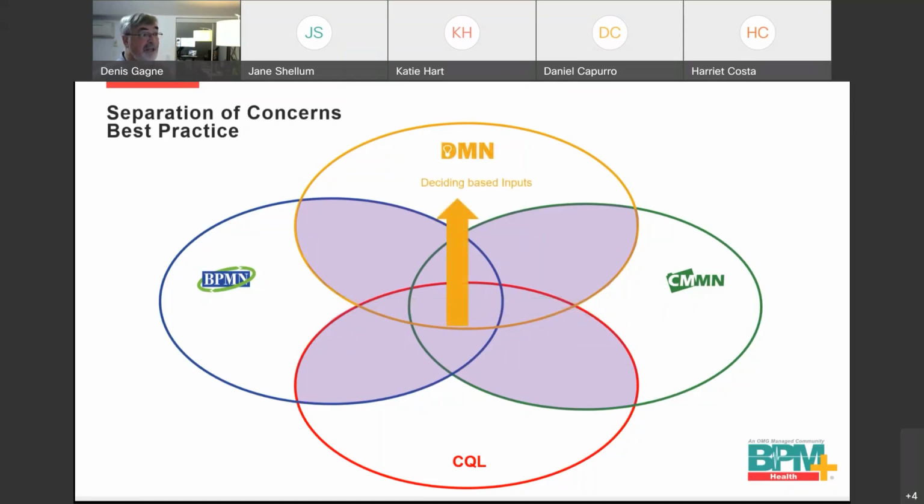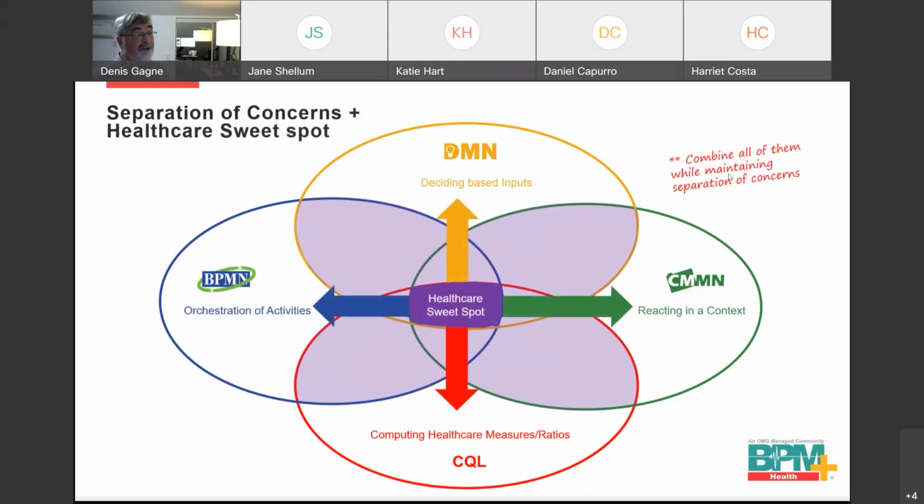And the same goes with deciding based on input. You could write decisions in BPMN or in CMMN, but it's really not efficient. You're better to do that within the pure DMN environment. And then I would argue that the same goes with CQL, bringing CQL into the mix. Your best bet is, whenever you're computing healthcare measures or dealing with any kind of healthcare queries, you're better to use CQL to express these. So I would then argue globally that the sweet spot for healthcare is by combining both the separation of concern and that sweet spot where we have the best of all worlds together.